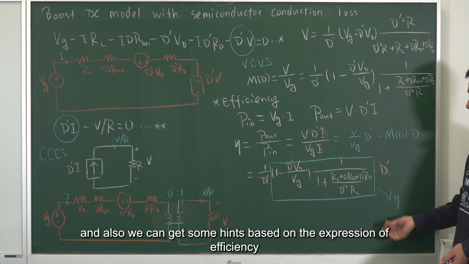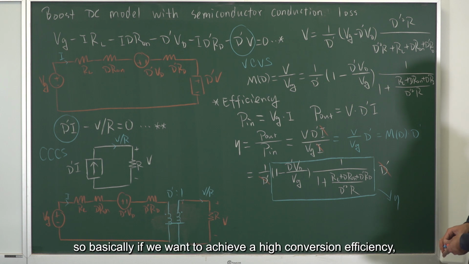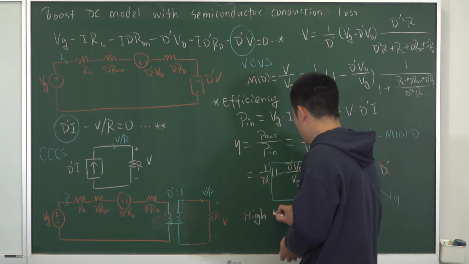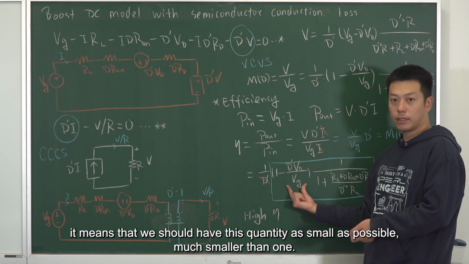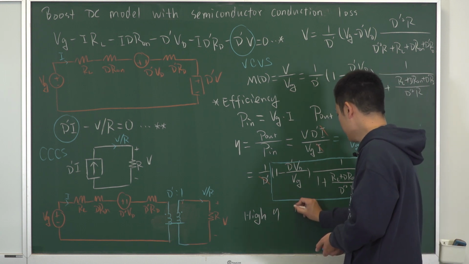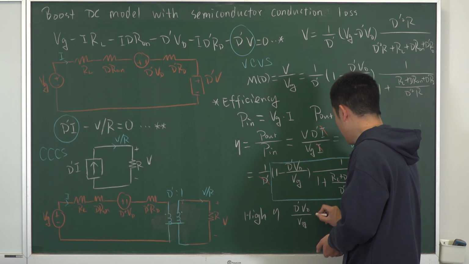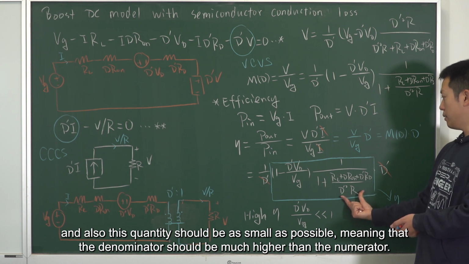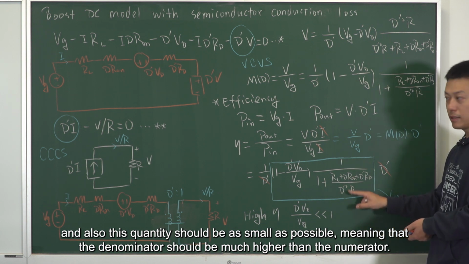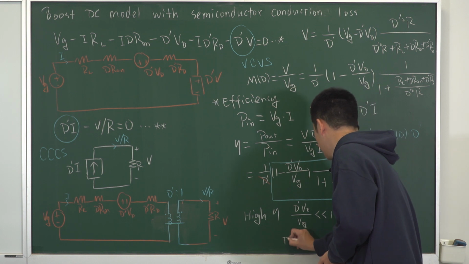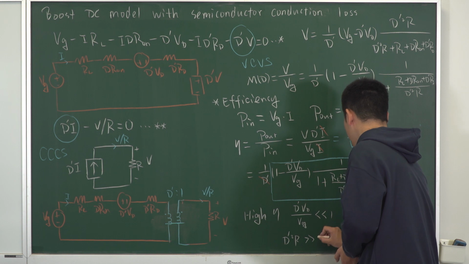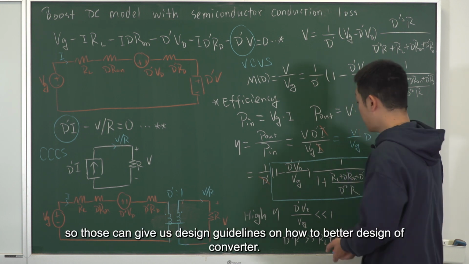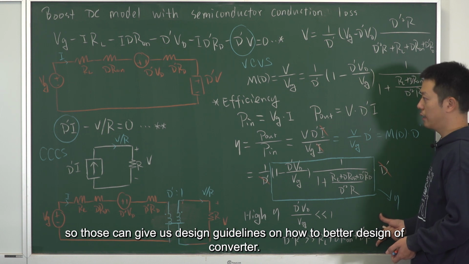And also we can get some hints based on the expression of efficiency. Basically, if we want to achieve a high conversion efficiency, it means that we should have this quantity as small as possible, much smaller than 1. And also, this quantity should be as small as possible, meaning that the denominator should be much higher than the numerator, much bigger than R. So those can give us design guidelines on how to better design a converter.